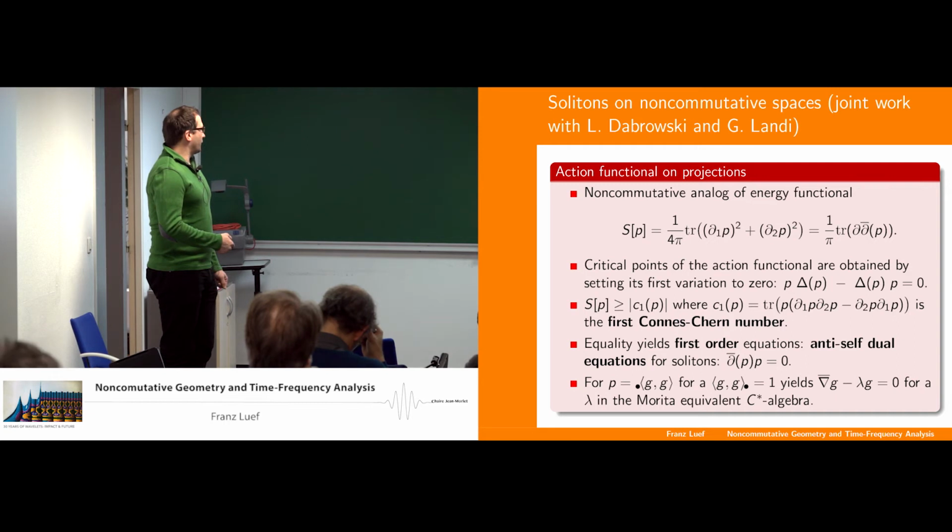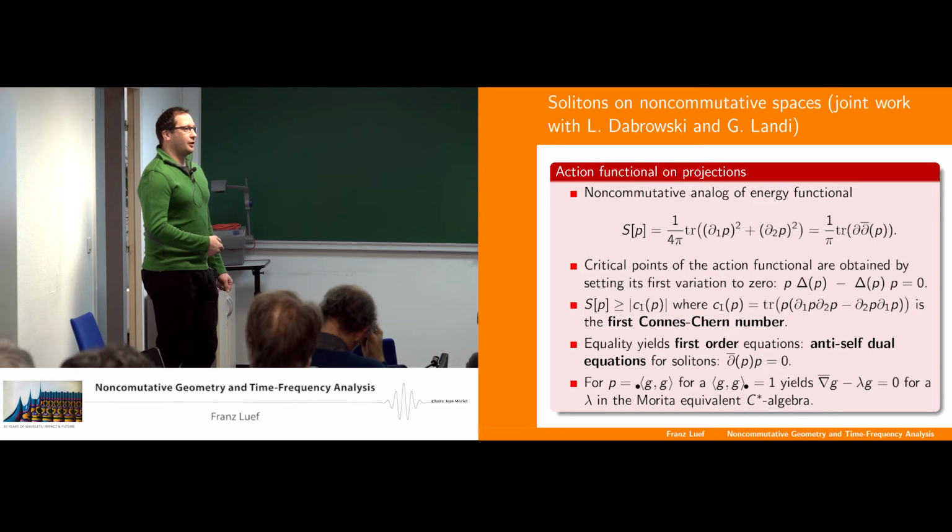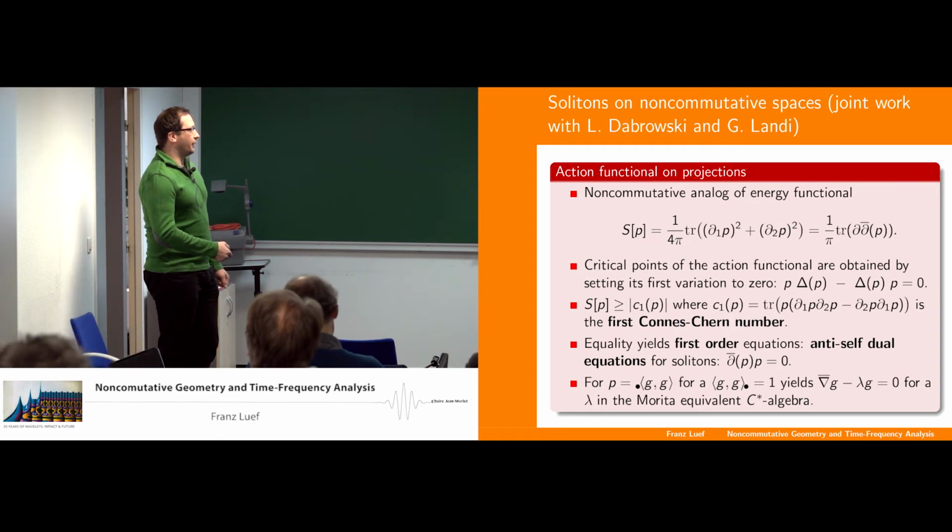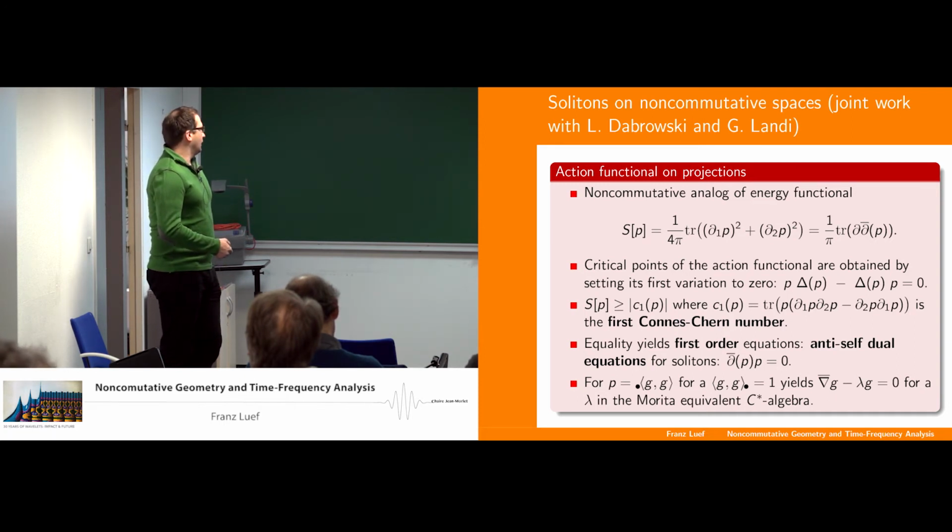But then they observed something very important, that this functional is actually bounded below by the first Chern number of your line bundle. Using this, when there is equality, they came up with a first order equation for the critical points of this functional. So these are really noncommutative harmonic maps. If you do this in the case of those projections that we have, you end up with the condition nabla bar g equals lambda g, a generalized eigenvalue equation for this setting, but this lambda is not a complex number. It's usually an operator in a C-star algebra which is Morita equivalent to the given one.